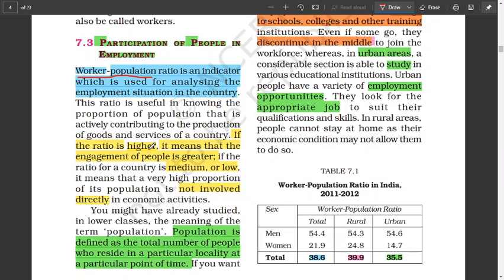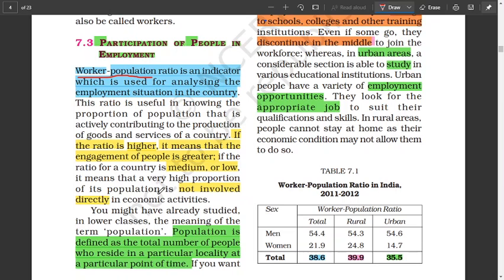So if the ratio is higher, it means that the engagement of people is greater. If you calculate and the answer is more, that means more people are engaged as workers. For example, if you divide women workers by population, if it's more, more women are engaged. If it is less, then fewer women are engaged. You come to know about that. So if the ratio of the country is medium or low, it means that a very high proportion of its population is not involved directly in economic activity. If it is low, they are not engaged in economic activity. That is the thing that we need to learn.